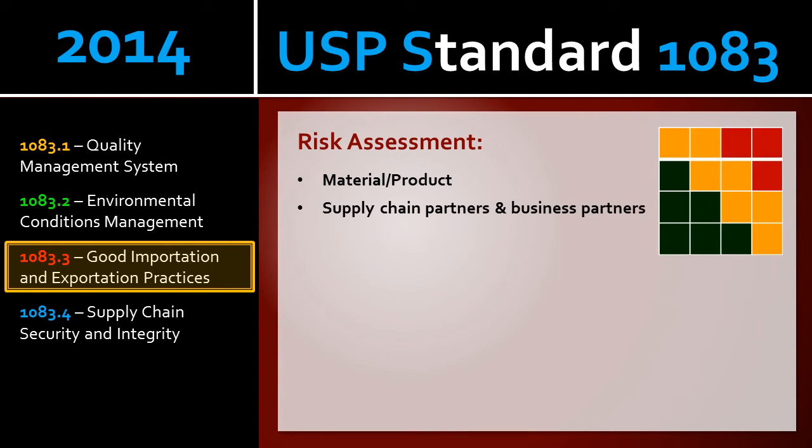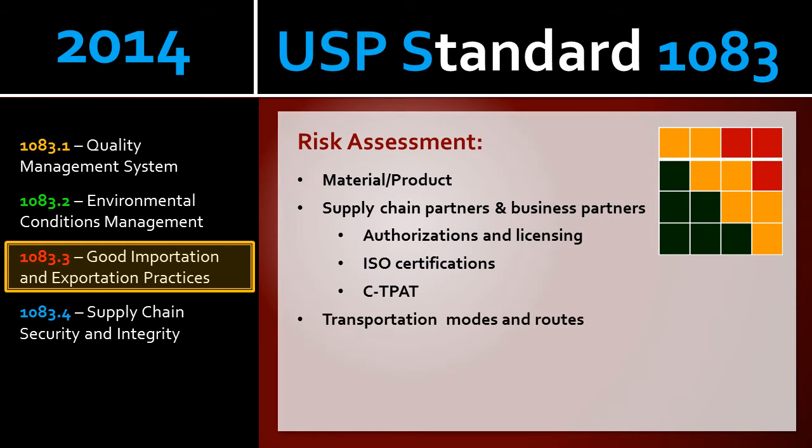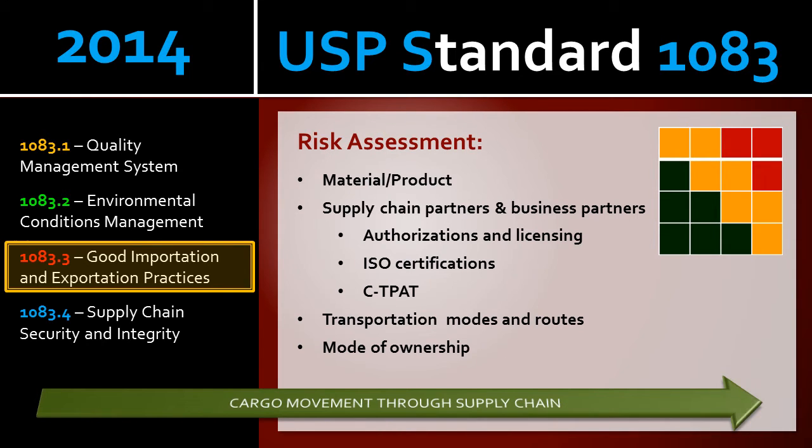A risk assessment should take into account the material or product, supply chain partners and their licensing, authorizations, and certifications such as International Standards Organization (ISO) and U.S. Customs Trade Partnership Against Terrorism (CTPAT). It should also consider modes of transportation, mode of ownership, transportation routes and country-specific regulations, business partners involved, and mapping a product's cargo movement throughout the supply chain.